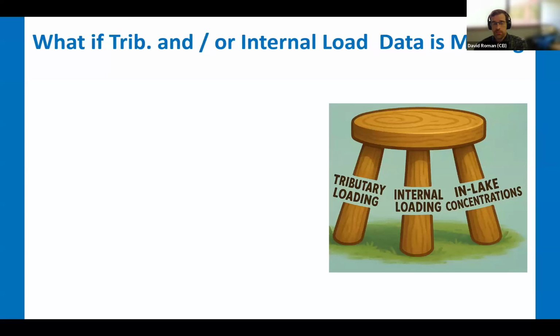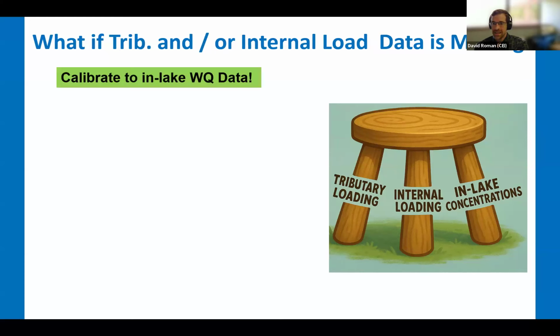So what if you're missing tributary water quality data, or if you don't have any measurements for internal load? So you don't have any sediment samples where you can get the release rate, or any water column samples where you can start to look at the difference in hypolimnetic concentrations. It is kind of a stool here, where, to be the most confident in your model, you want to have confidence in the tributary loading, the internal loading, and your in-lake concentrations.